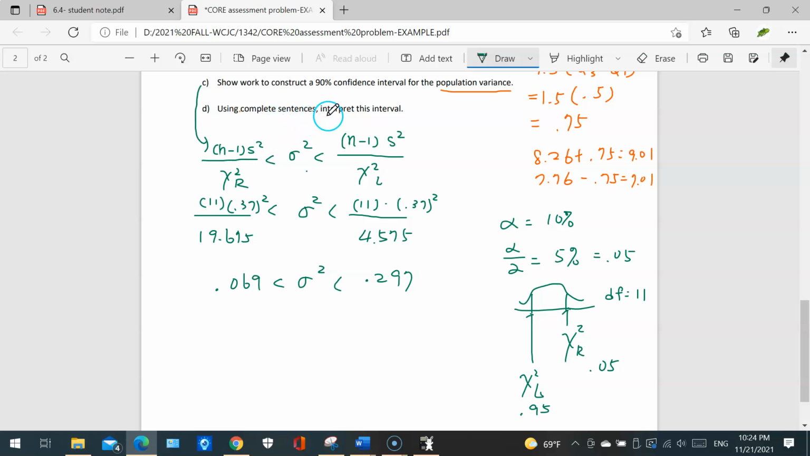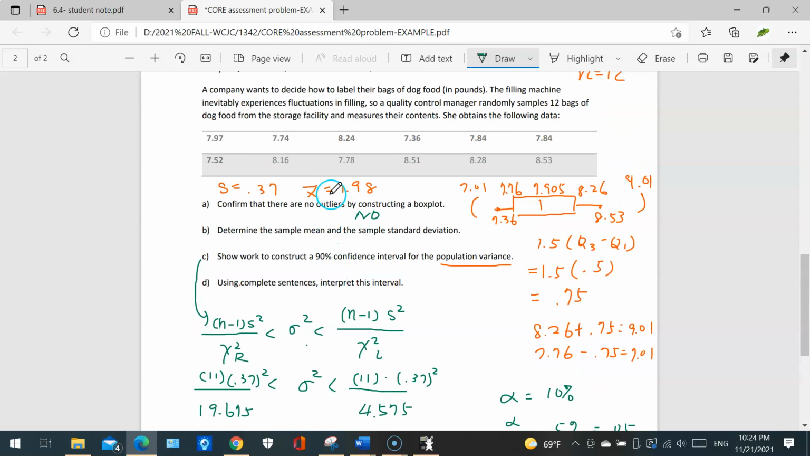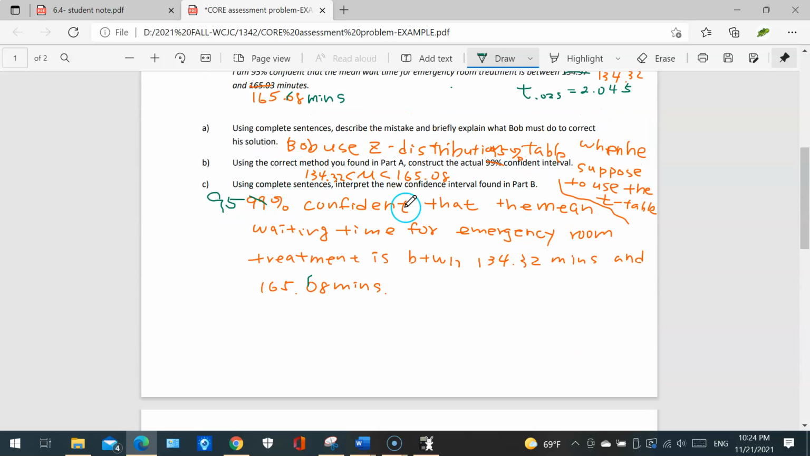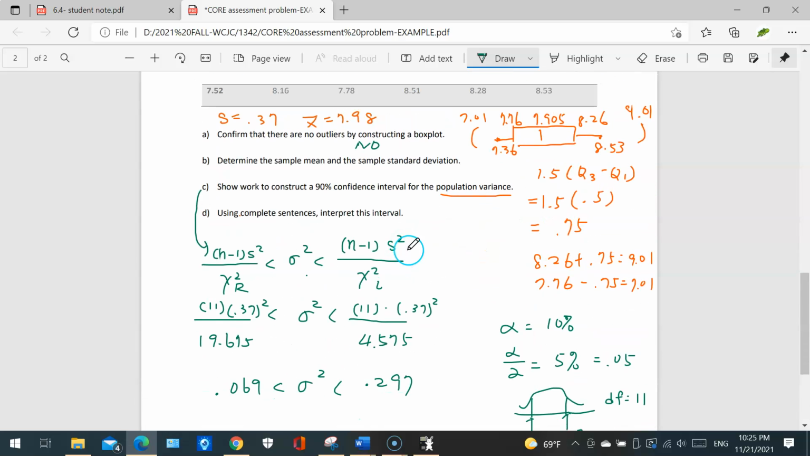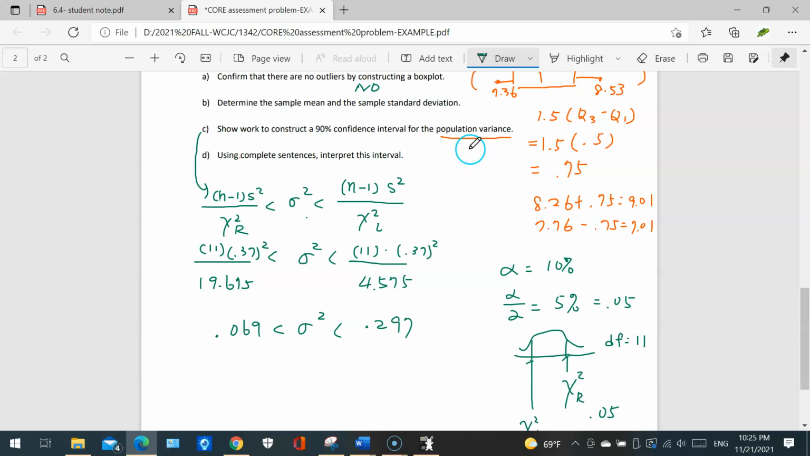So using a complete sentence to interpret the interval, we are 90% confident. Because my time is running out, I will just tell you here, and you can write down the statement by using this example. So you can say, we are 90% confident the population variance is between 0.069 and 0.297.